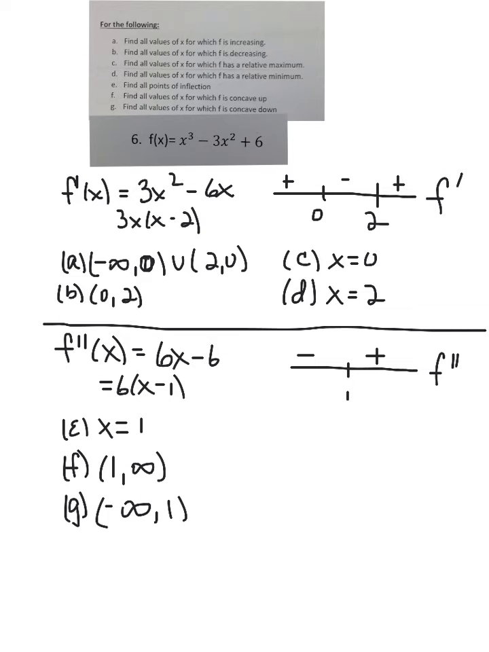All right, F, concave up, here we go. 1 to infinity, because the second derivative is positive during that interval. And last one, G, concave down from negative infinity to 1, because the second derivative is negative during that interval. Okay?